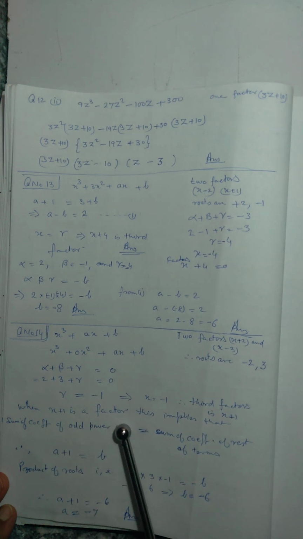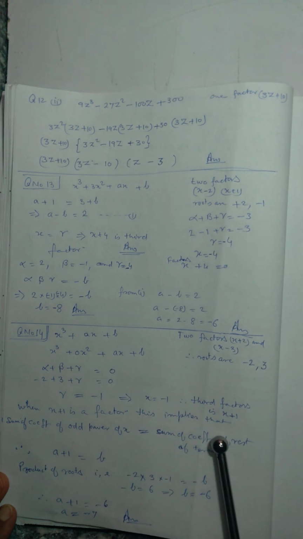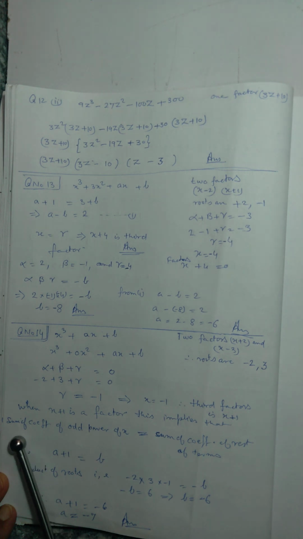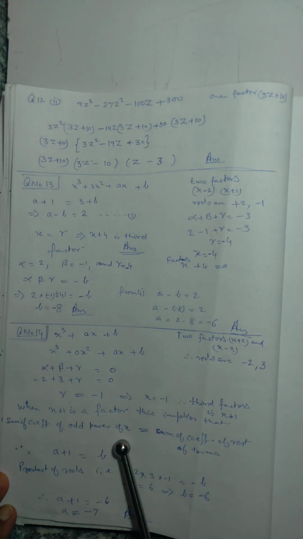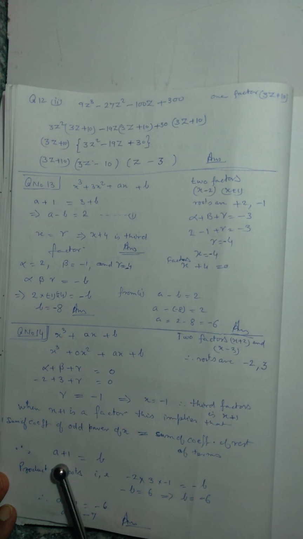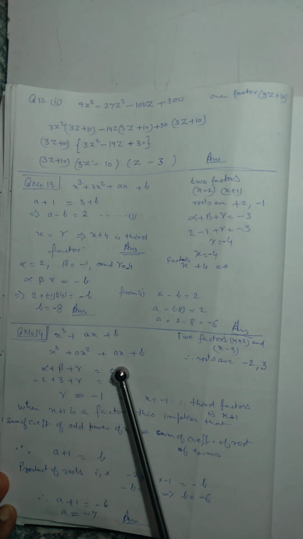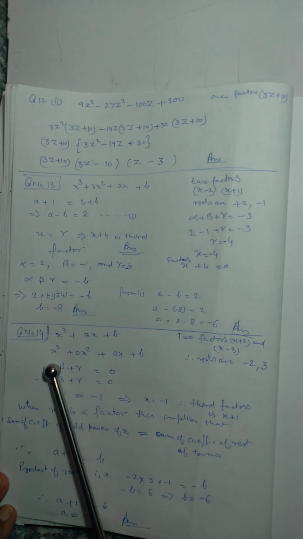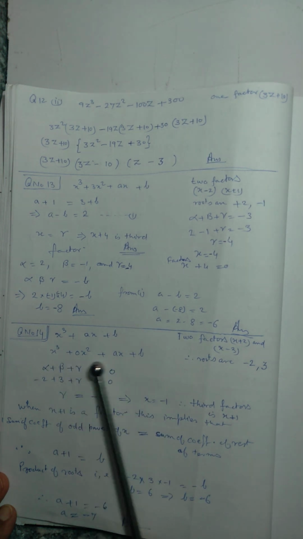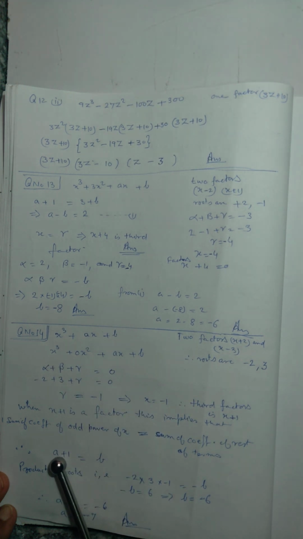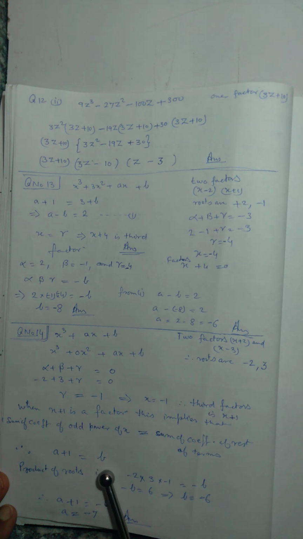When x plus 1 is a factor of this polynomial, this implies that the sum of the coefficients of odd powers of x is equal to the sum of the coefficients of the rest of the terms. It means a plus 1. What is the power of x? 1. What is the power of x cube? That is 3. So these are the odd powers. So the coefficient will be 1 plus a. Here I have written a plus 1 should be equal to b.